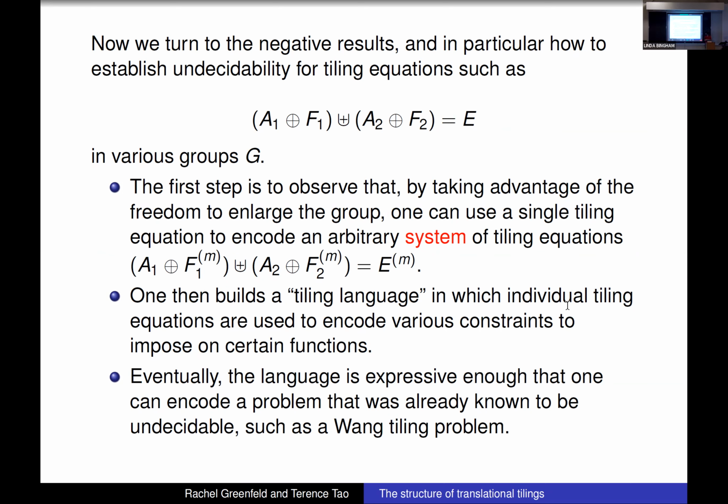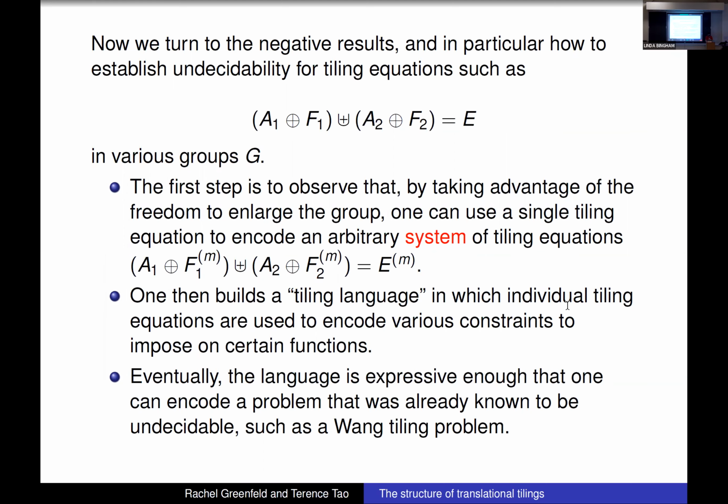So the strategy is to basically create a language of tilings, so that you find sentences of this form, tiling sentences, each of which describes some mathematical statement, each of which is fairly simple, but if you can stack them all together, you can maybe create some enormous system of equations which are undecidable. Okay, for example, in Diophantine geometry, any single quadratic equation is decidable, but there exists a system of quadratic equations which is undecidable over the integers.